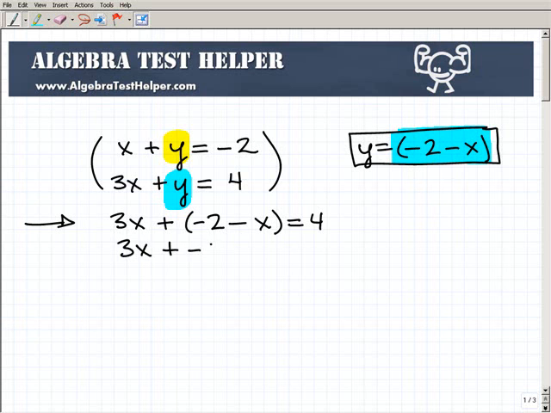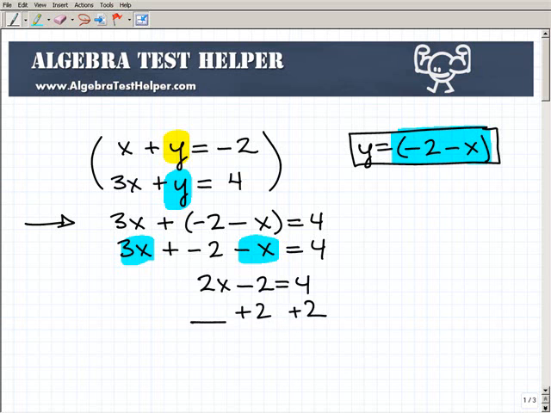3x plus (-2 minus x) equals 4. I'll combine like terms. And of course, if you can't do these equations, you're going to have a tough time solving systems, so you want to go back and review basic equations if you're struggling a bit. So this would be 2x minus 2 equals 4. I'm going to add 2 to both sides of the equation. I get 2x equals 6.